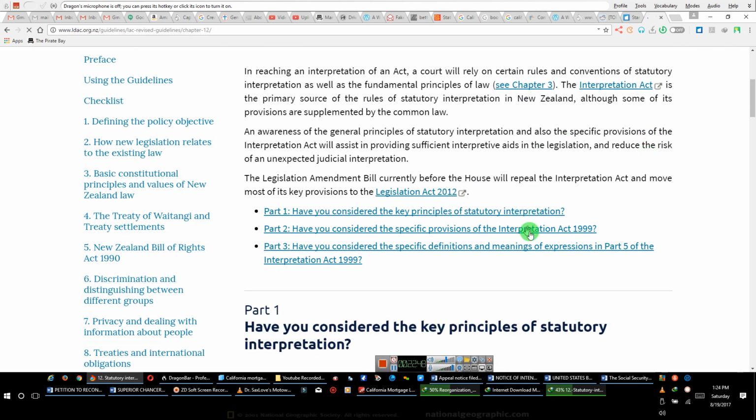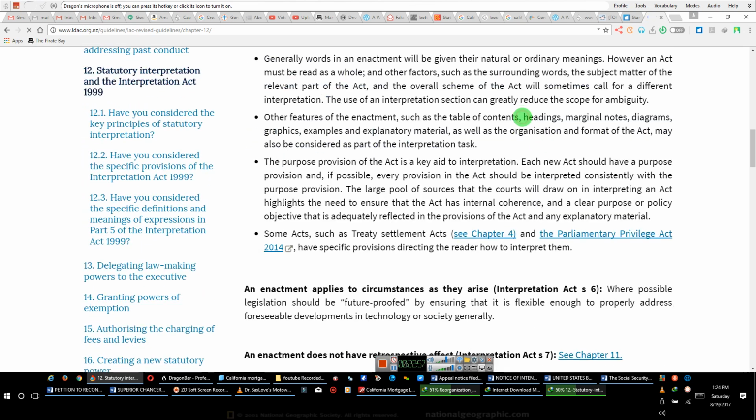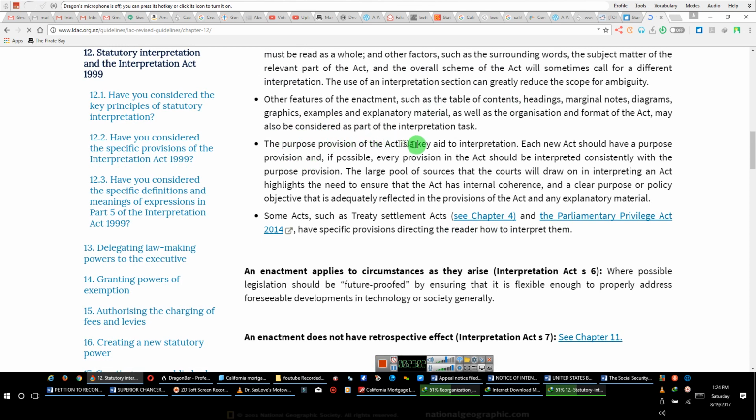So you're going to have to consider the key principles of statutory interpretation, part one. Let's see, what are some of the key principles? The purpose provision of an act is a key aid in interpretation. Each new act should have a purpose provision, meaning the purpose of the act, and if possible, every provision in the act should be interpreted consistently with the purpose provision. That's why you'll see at the very beginning, they put purpose, and then they explain what the purpose of the act is. The large pool of sources that the courts will draw on in interpreting an act highlights the need to ensure that the act has internal coherence, which means cohesiveness, it all comes together and there are no contradictions, and a clear purpose or policy objective that is adequately reflected in the provisions of the act and any explanatory material. This is what they do.